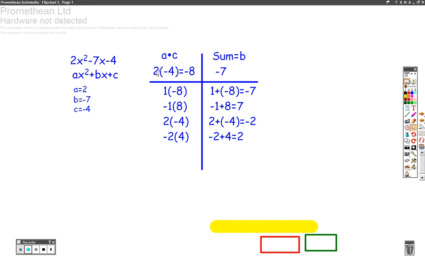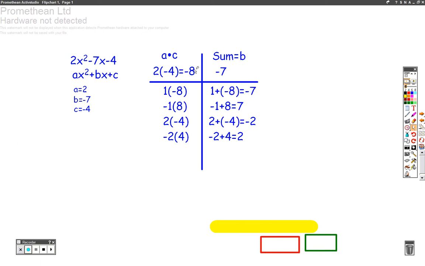So a times c is 2 times -4, which gives me -8. The sum is equal to b, which is -7. So here's my first set of factors. 1 times -8, that gives me -8. And 1 plus -8 gives me -7.